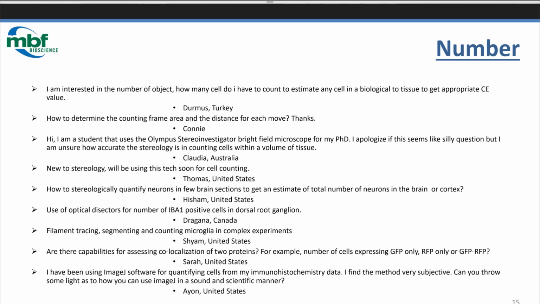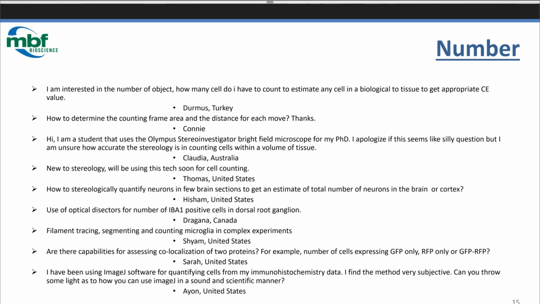Connie's asked how to determine the counting frame area and the distance for each move. So the bigger question is, how do I know how many cells to count? Once you've determined how many you count, the way you go about counting that many is by setting your dissector to be a certain size, by setting the spacing among the dissectors, and by setting the interval of the section. In other words, your parameters are going to affect how much you sample. So Connie's question is directly related to Dumas's question.